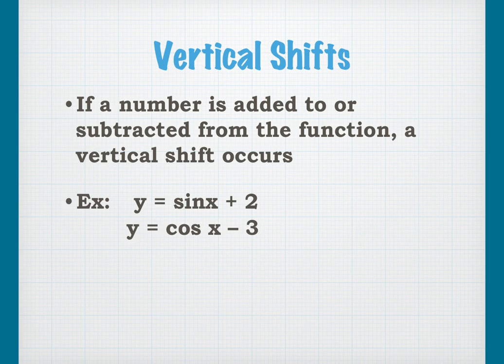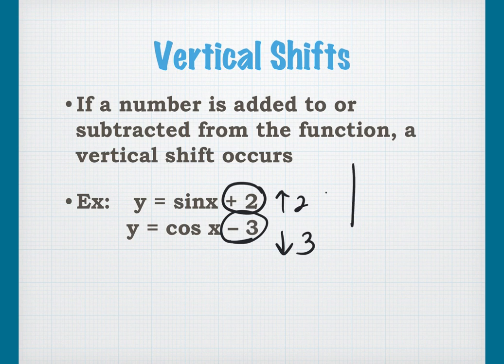We did a change in amplitude, we did a reflection, we did a change in the phase shift, and we did a change in the period. The last one is a vertical shift. I save it for last because it is the last thing you do. If you have a phase shift or a reflection, whatever it is, you do all those things, and then at the very end, you do your vertical shift. If you are adding a number outside the parentheses, it causes a shift up, and if you are subtracting a number outside the parentheses, it causes a shift down. It doesn't matter what your original curve is, that's what happens.